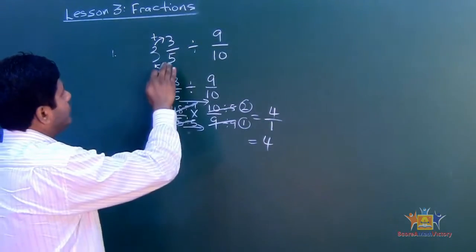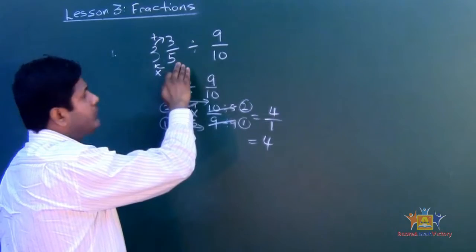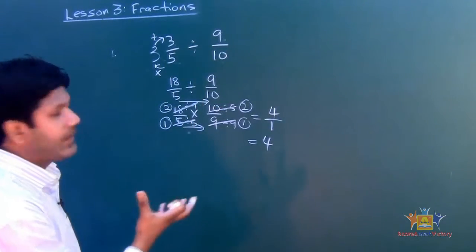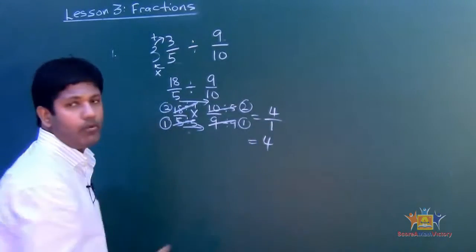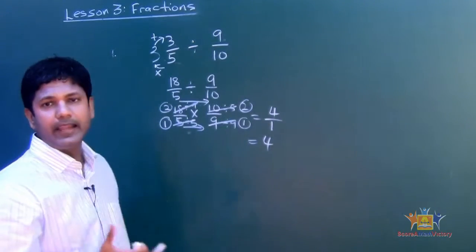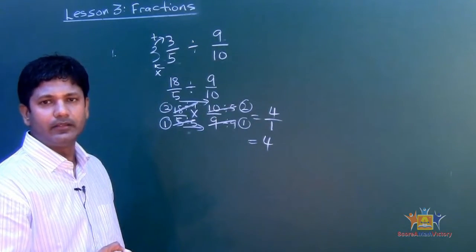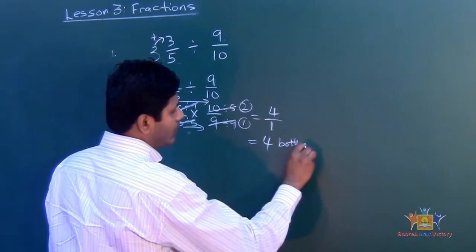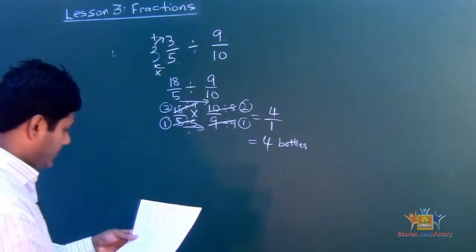When I pour the 3 3/5 liters into 9 over 10 liter bottles, in other words, when I divide that, I get 4 bottles worth 9 over 10 liters of milk. Okay, good. So that'll be 4 bottles. All right, let's look at problem number 2.